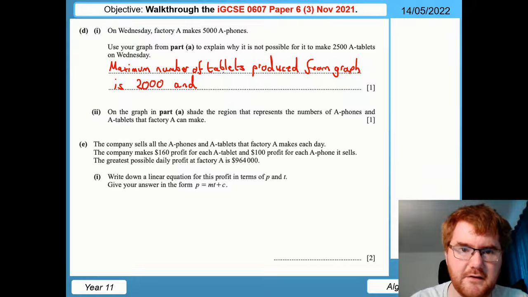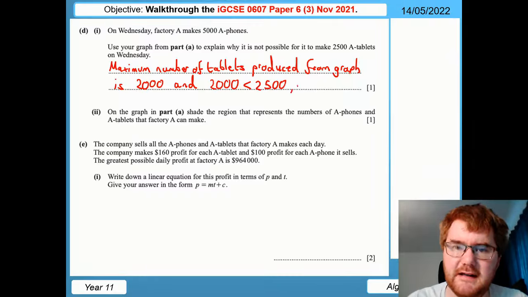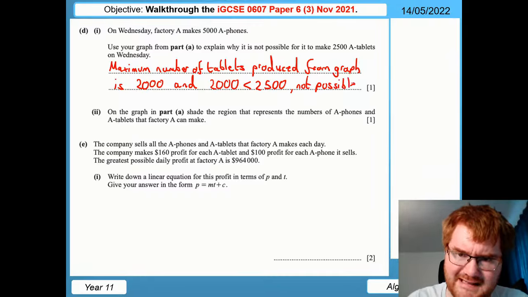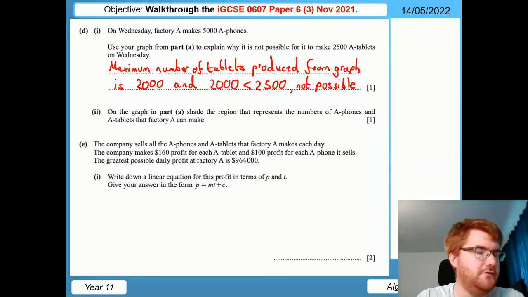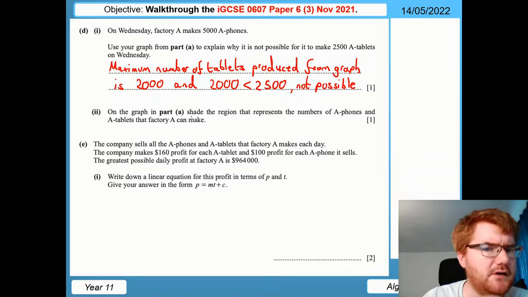And 2,000 is, of course, less than 2,500, so not possible. So I'm just making it very, very clear to the examiner that I've used my graph here to actually then establish that 2,000 is not 2,500, so I produce 500 less using the maximum resources.